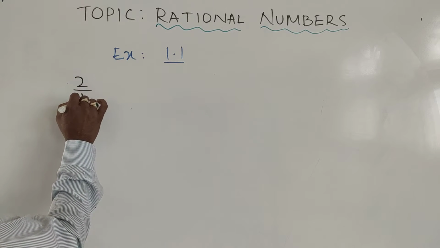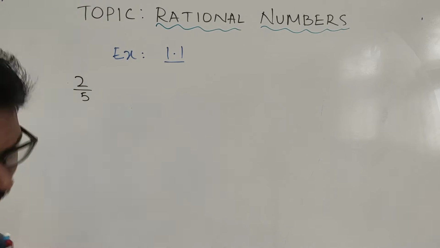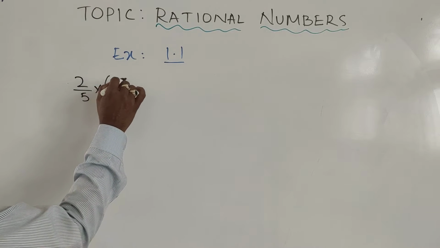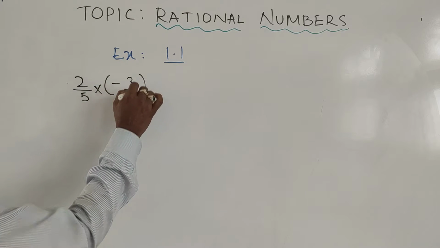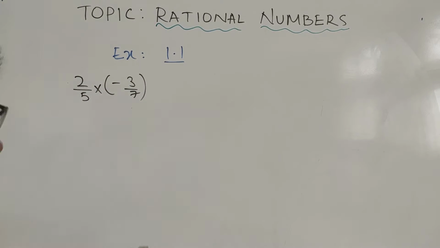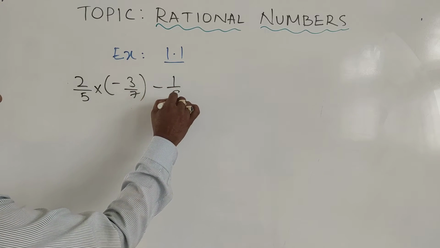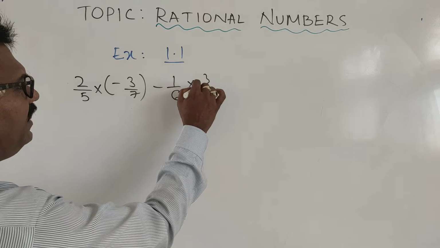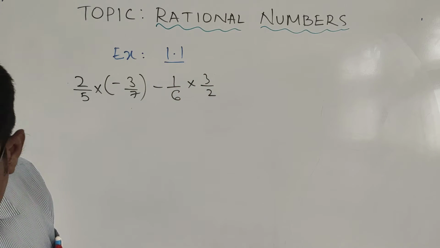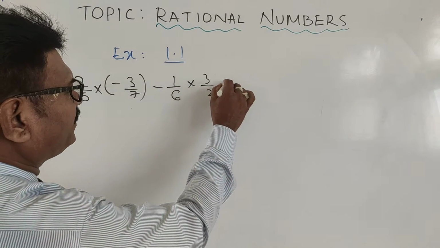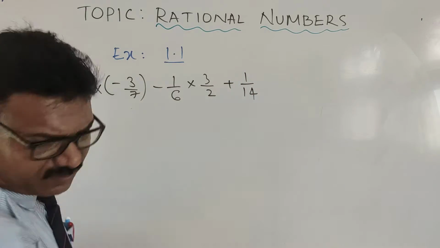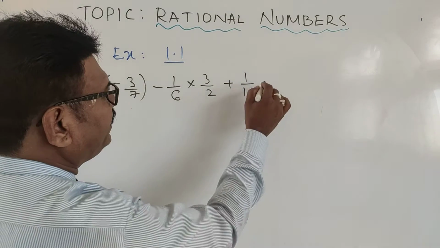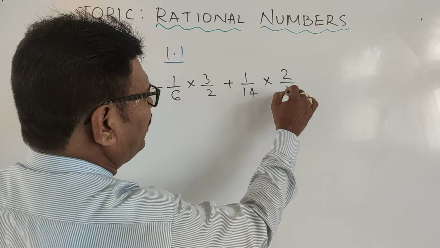2 by 5 into minus 3 by 7 minus 1 by 6 into 3 by 2 plus 1 by 14 into 2 by 5.